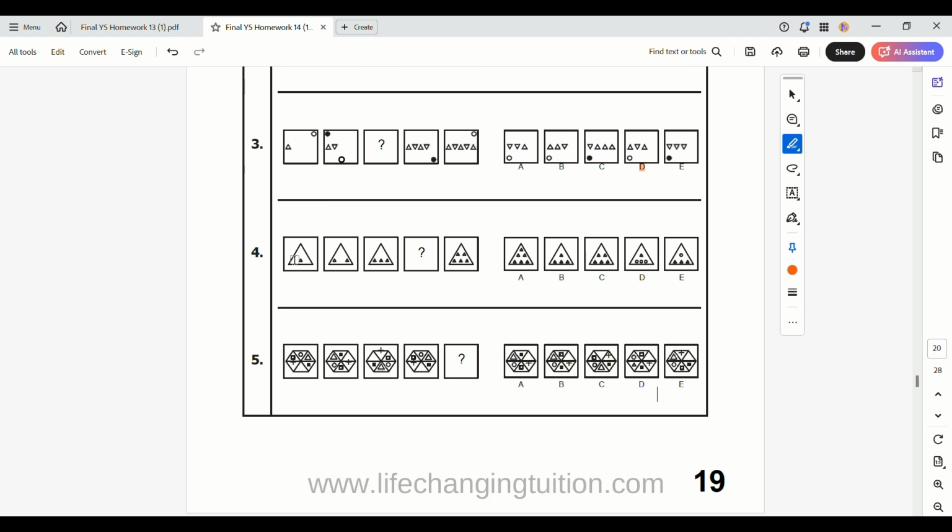Question 4. Triangle has 1 triangle inside, then 2, then 3. We know the next one is going to be 4 triangles inside, which is option B.